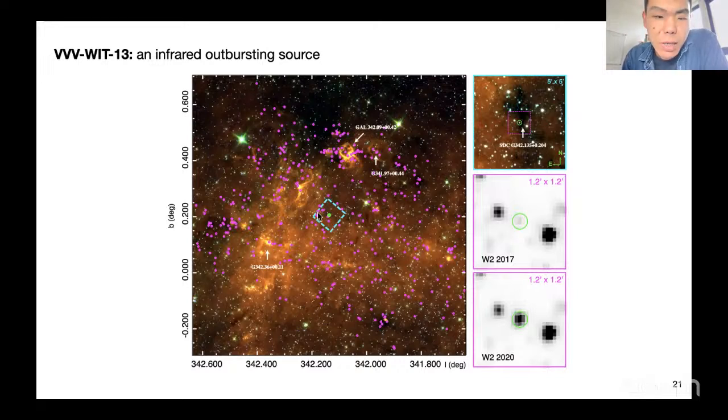When we zoom in to this target, we can see that there is a galactic dark cloud in front of this star. So unfortunately, we cannot see any optical data from this star because it is blocked by this dark cloud, and the star is located behind the cloud. Although if we look at the WISE images from 2017 to 2020, we see a massive outburst here.